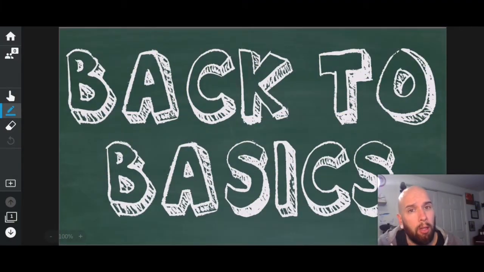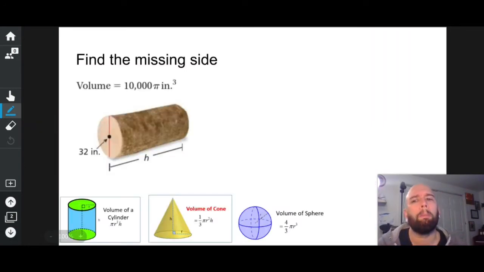Back to basics fun. And today we're focusing on wrapping up the ideas of volume for cylinders and cones and spheres. But instead of finding the volume, I'm going to give you the volume and we have to work backwards. So this is what I do. Whenever I'm given a volume and I'm asked to find the missing side, I think the best thing to do is always write out that formula.